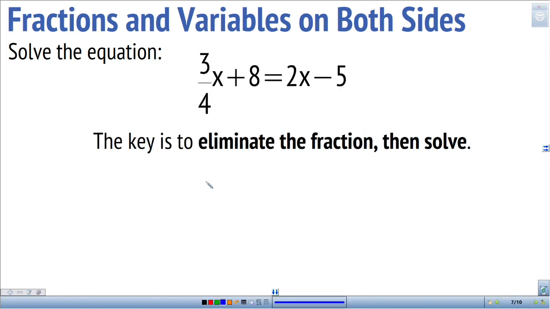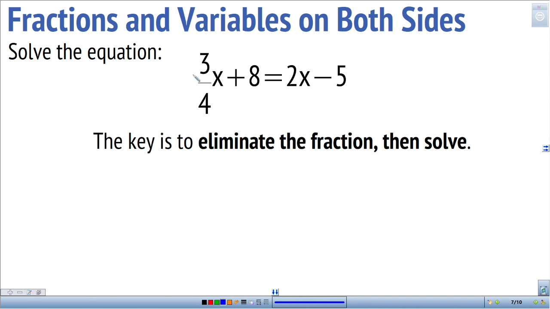All right, now what happens if you have a fraction? Fractions tend to complicate things, so you may want to eliminate the fraction first and then solve. So here we have 3/4 x plus 8 is equal to 2x minus 5. So this is like dividing by 4. So to undo that, we need to multiply both sides by 4.